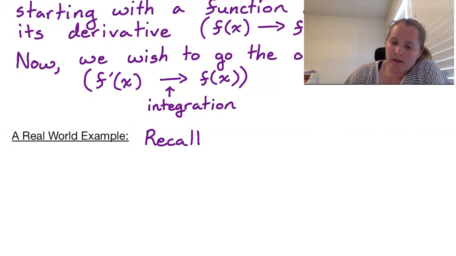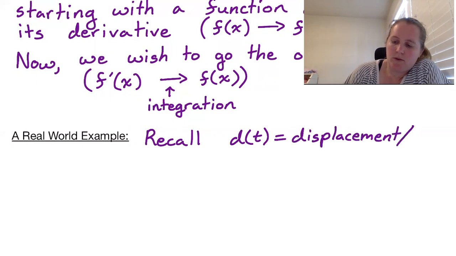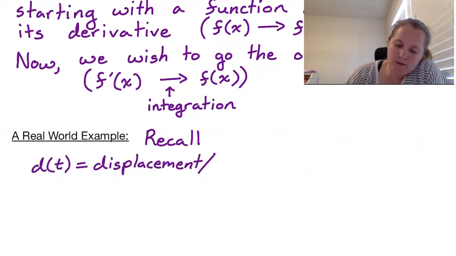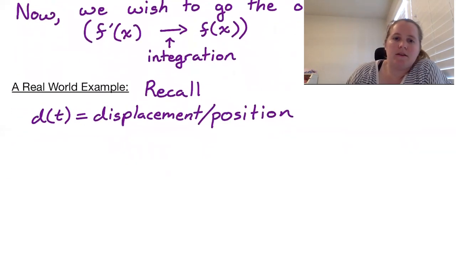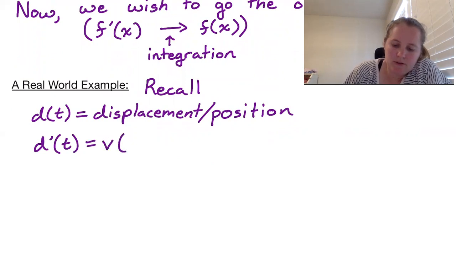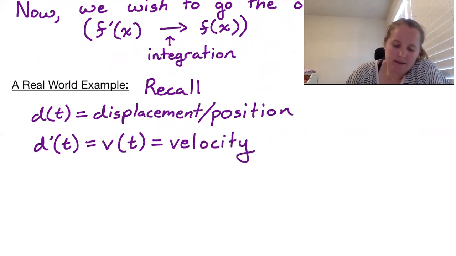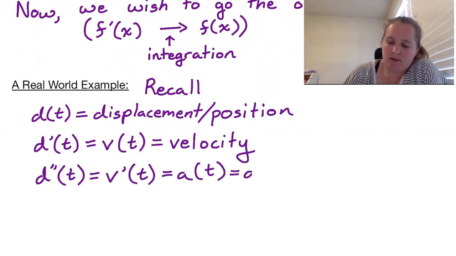So a place where we have this for a real world example, recall that if we have d of t is the displacement or position, right? Then the derivative of that, d prime of t, often written as v of t, is velocity. And then the second derivative of displacement, or the first derivative of velocity, is a of t, or acceleration.